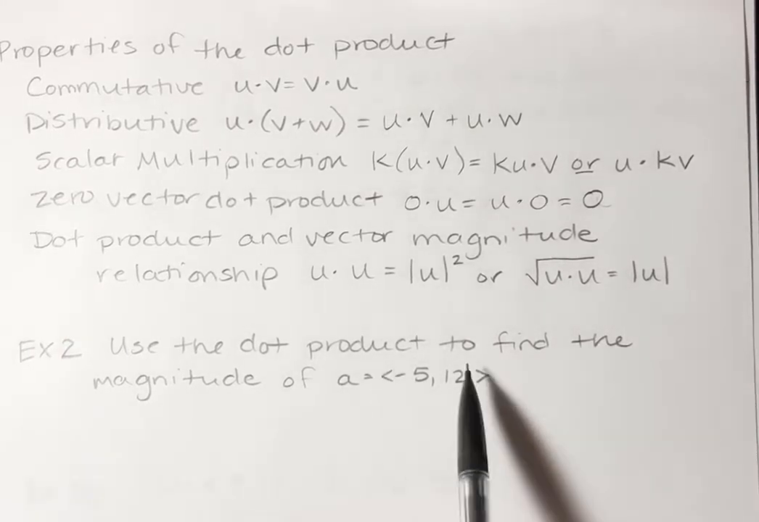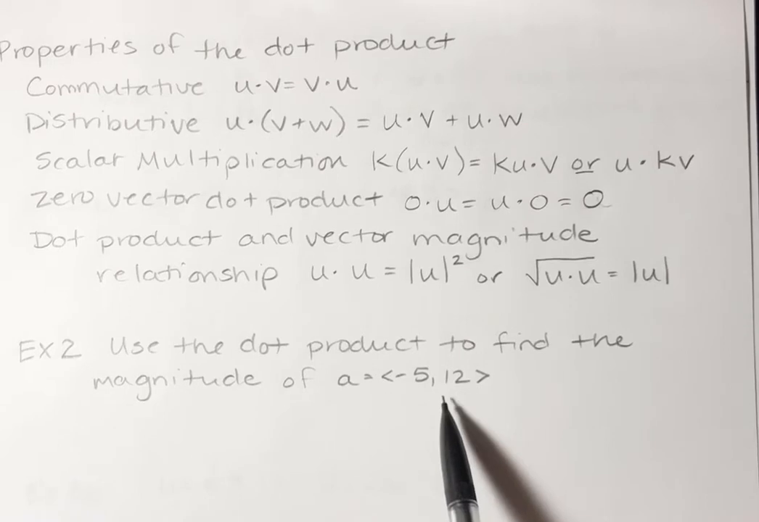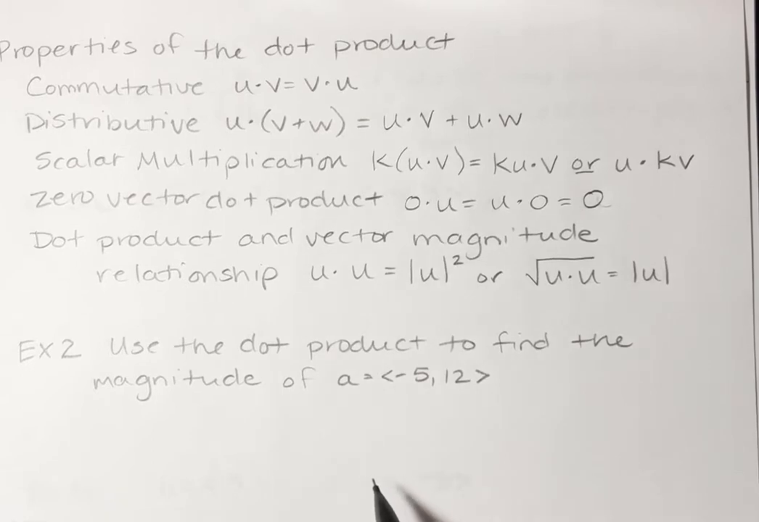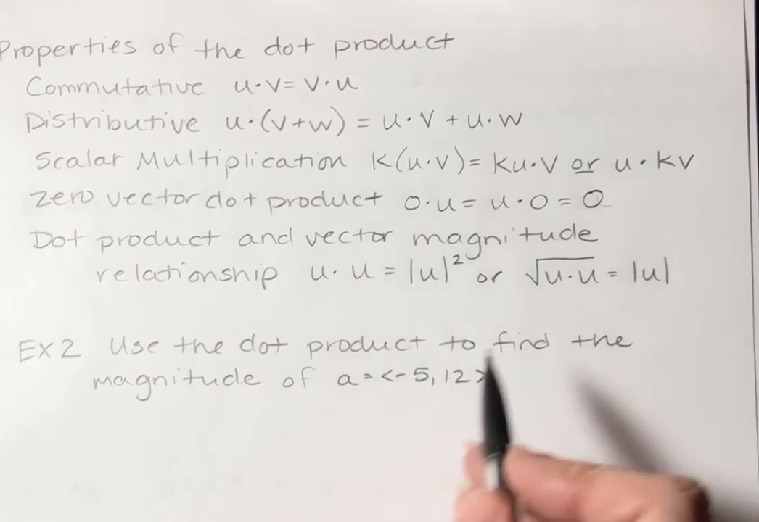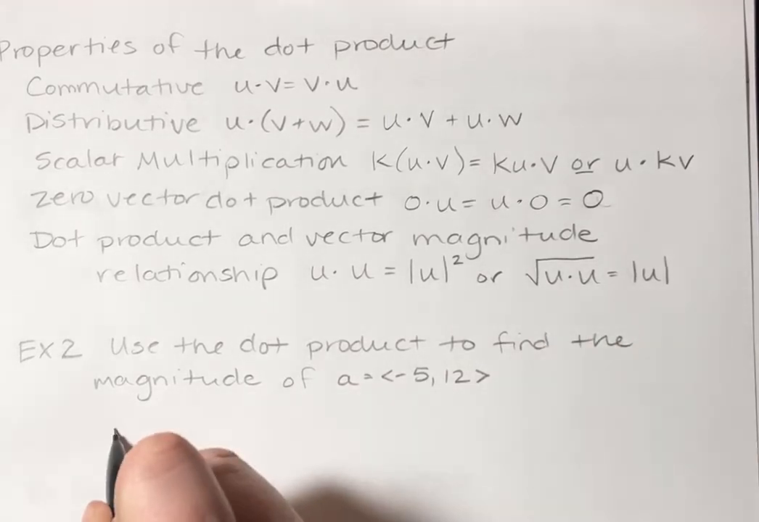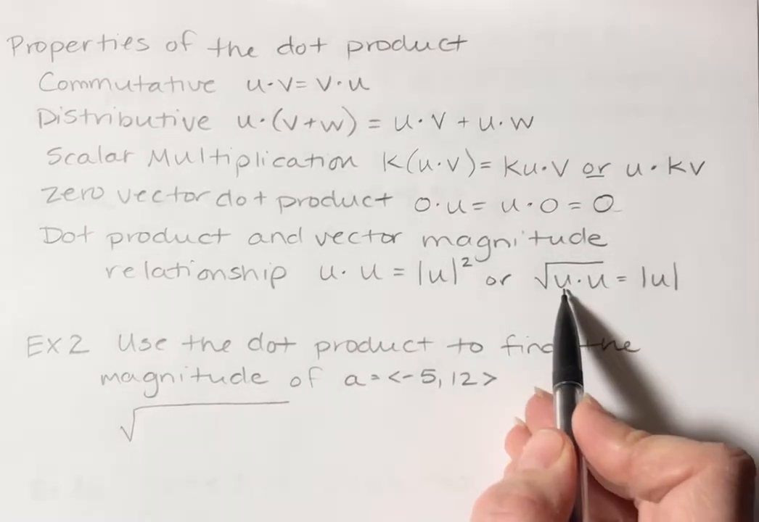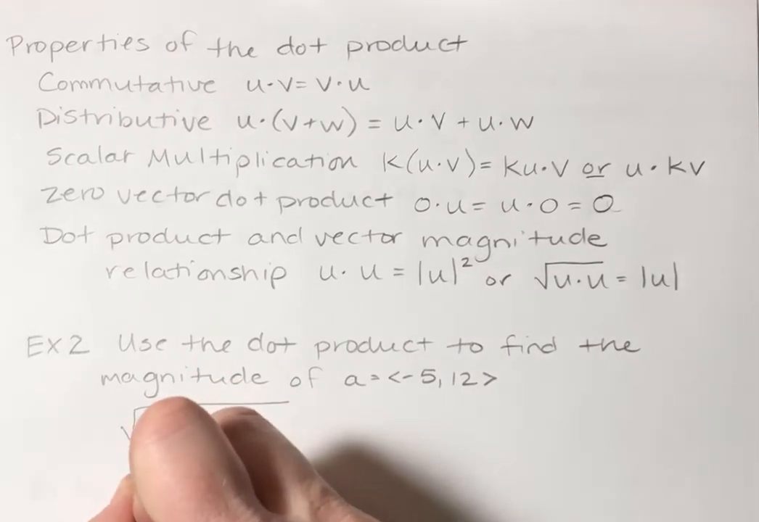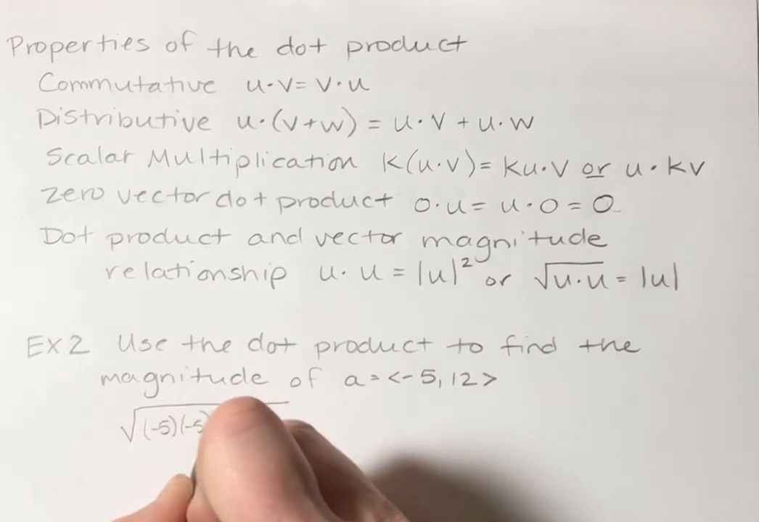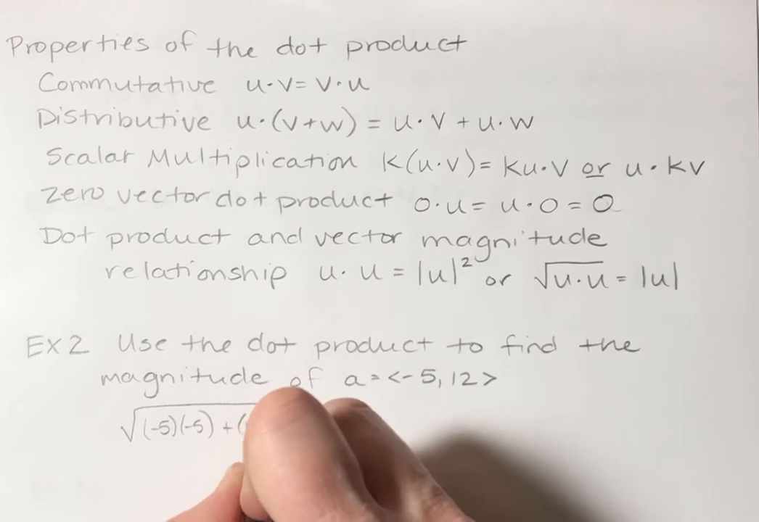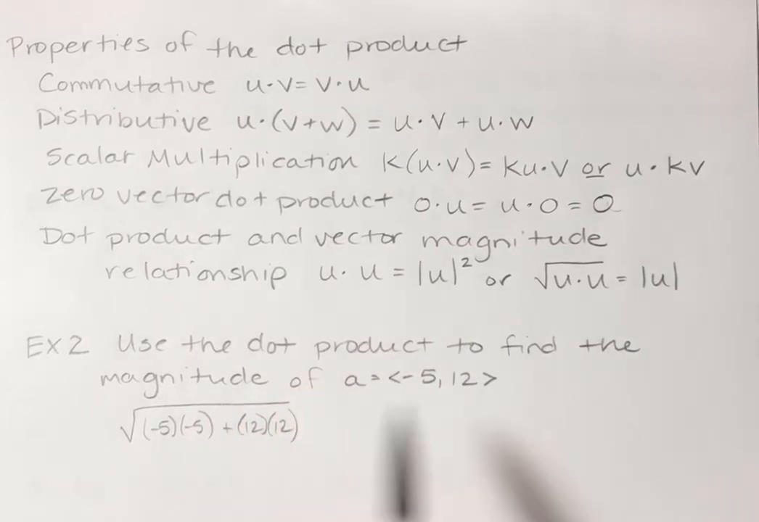Use the dot product to find the magnitude of vector A. Okay, now we can do the square root of a squared plus b squared, and we can get the magnitude that way. Or, since we're doing dot product, you're going to take the square root of the dot product. So the square root of the dot product is going to be -5 times -5 plus 12 times 12, which is the same exact thing as the square root of a squared plus b squared.